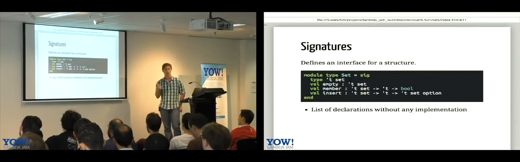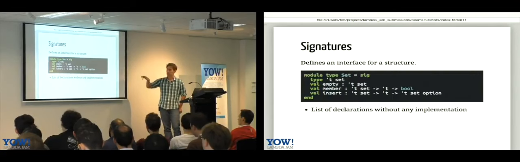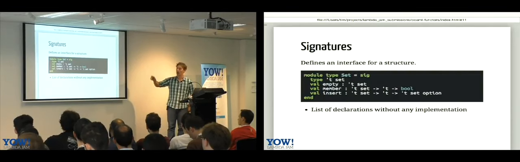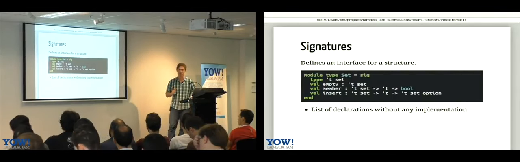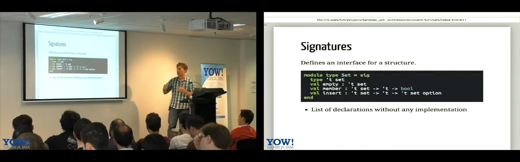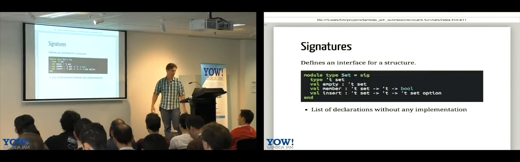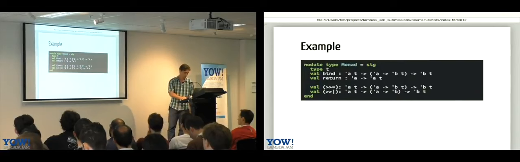And typically when you're looking at OCaml projects in the wild, you'll have the structure in one file, so it'll be, say, set.ml in one file, and then the other file will be set.mli, and that will include the signature. But it doesn't have to be that way. You can have them both inline in the .ml file. So have a look at the example.